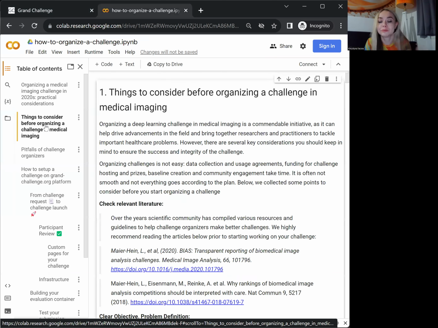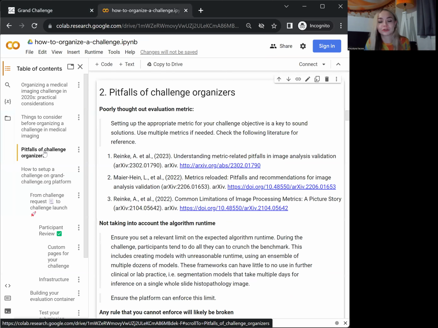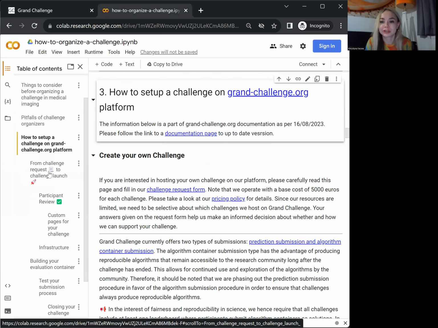Firstly, things to consider before organizing a challenge in medical imaging. Secondly, common pitfalls of challenge organizers. And thirdly, a hands-on tutorial on how to set up a challenge on the grandchallenge.org platform.